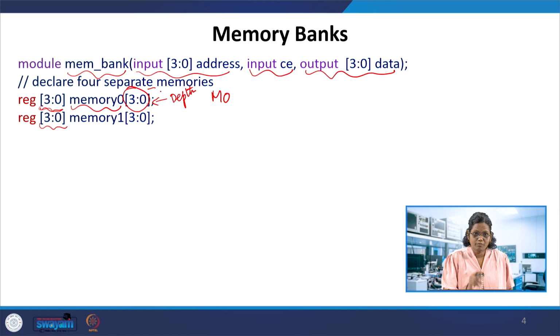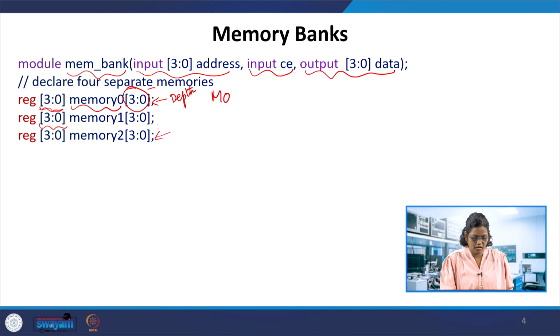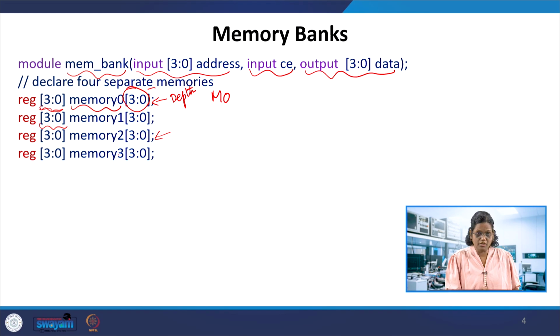So the first 4 memory locations are decided over here. The next 4 are given to memory 1, the depth, and then 0 to 3 is the width. Memory 2 has the next 4 locations, the depth 0 to 3. The next, memory 3, has the width 0 to 3, and again the depth 0 to 3. So this represents the width of the data, and this represents the depth of the data.